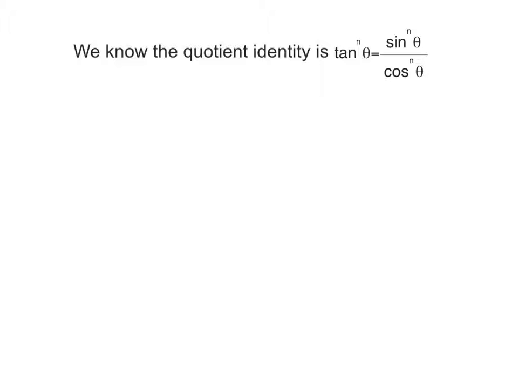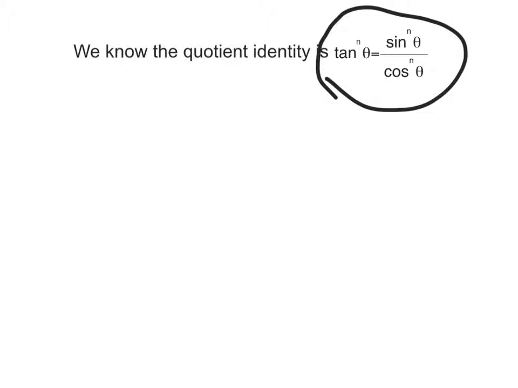The purpose of doing these identities is to make left side equal right side. Before we hop right into things, let's touch up on some things from the previous lesson. We know that the quotient identity is tan n theta equals sine n theta over cosine n theta. Remember that n can be any number, not just 2. So we know that having tan n theta is the same as sine n theta over cosine n theta.